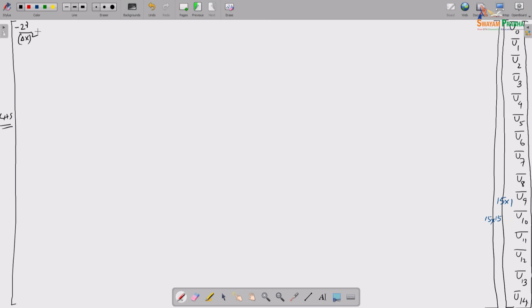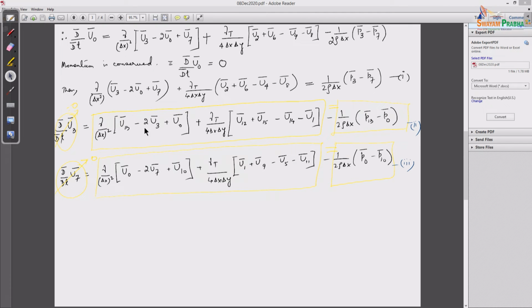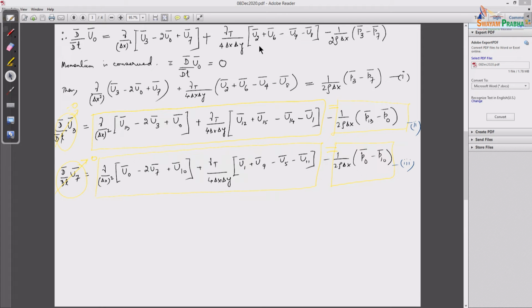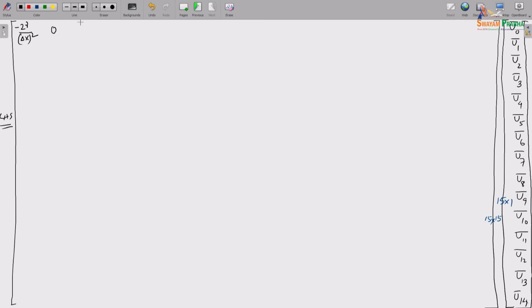Next, U1. There is no entry for U1 in this equation, so the coefficient of U1 is 0. Let us write that first. Next is U2. Let us see if we have U2 here. Yes, we do. U2 is one term, and the coefficient is nu t by 4 del x del y. So we are going to write that here: nu t by 4 del x del y.